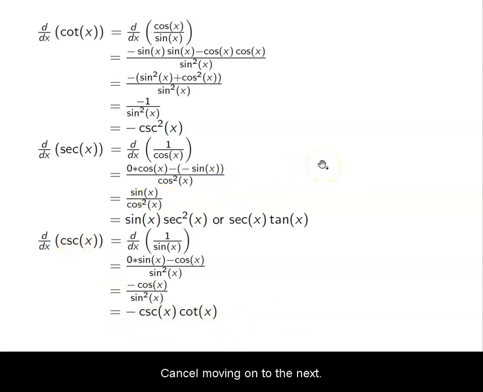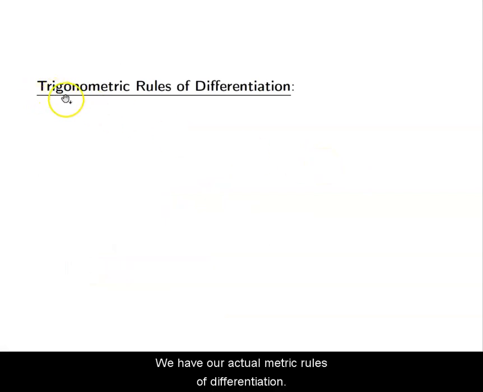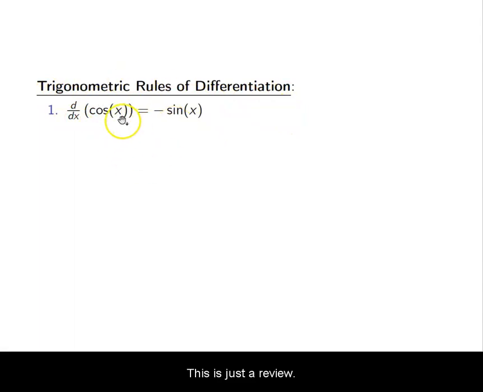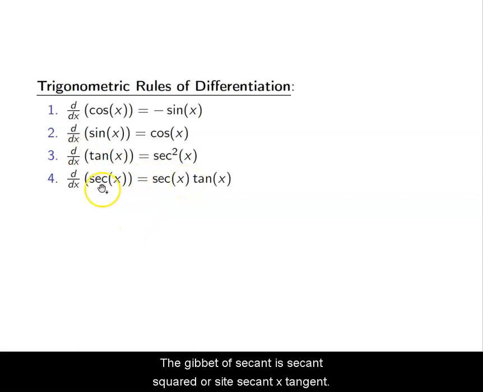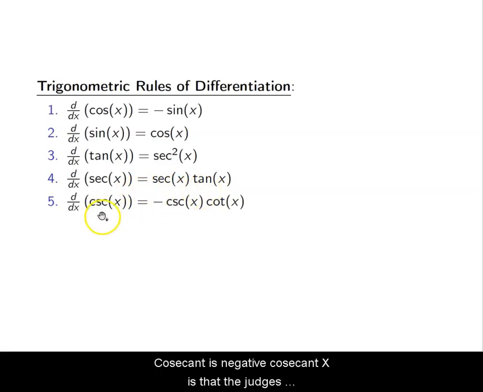Okay, so moving on to the next portion, we have our trigonometric rules of differentiation. So this is just a review. If I have cosine and I need its derivative, it's negative sine. The derivative of sine is cosine. The derivative of tangent is secant squared. The derivative of secant is secant times tangent. Derivative of cosecant is negative cosecant times cotangent. Another thing I like to notice here is that the derivatives for secant and cosecant both have those functions in their derivatives. So that's pretty nice.